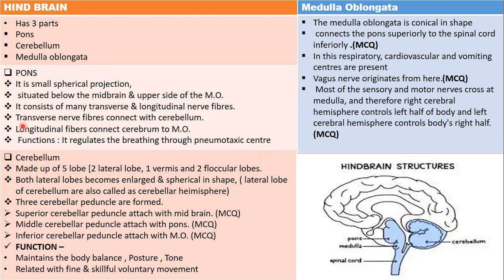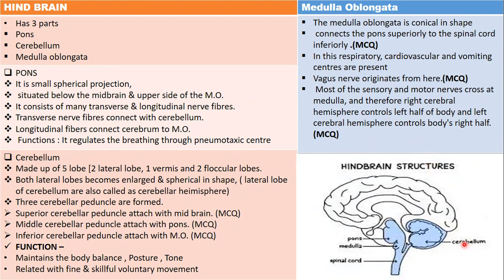So that's why it is pointed here: two points to remember. Transverse nerve fibers are connected with the cerebellum, and longitudinal nerve fibers connect the cerebrum to the medulla oblongata. This thing we see when we talk about the tracts, where you broadly see how they are correlated with each other. The function is that it regulates our breathing through the pneumotaxic centers.